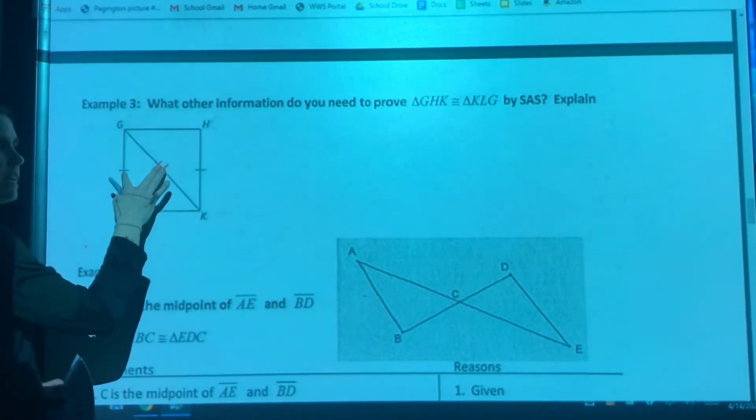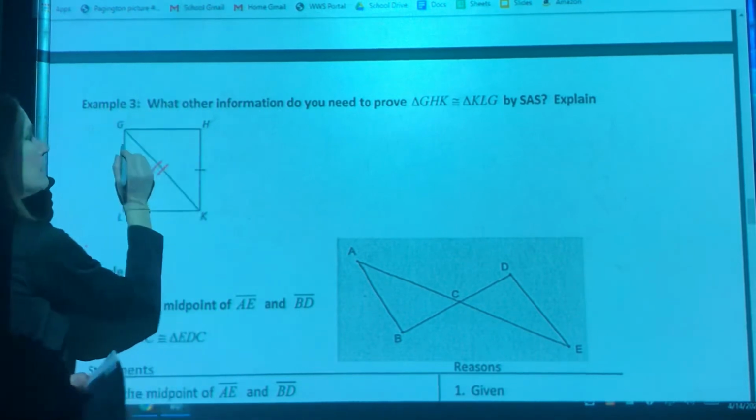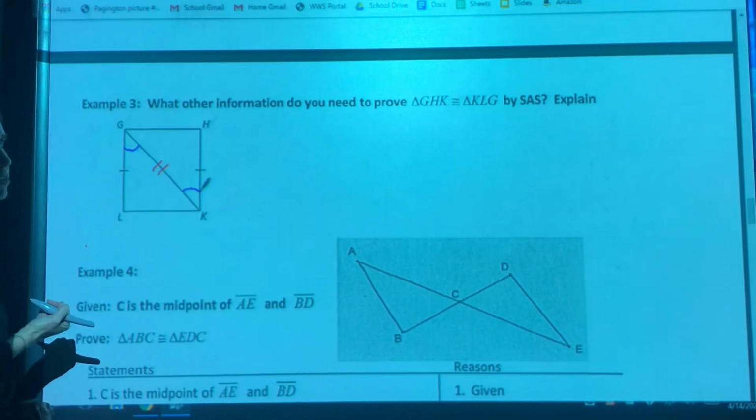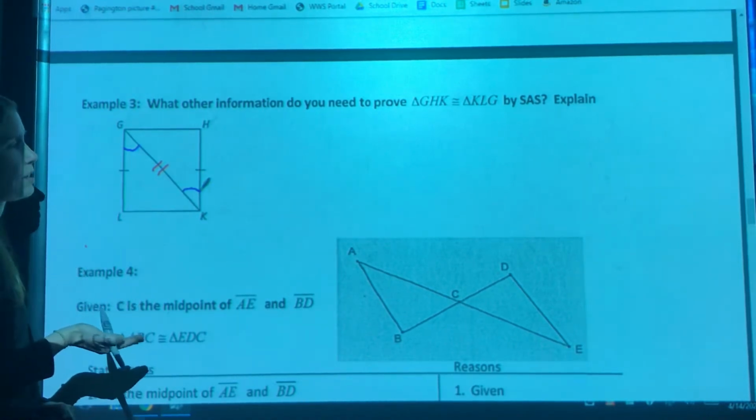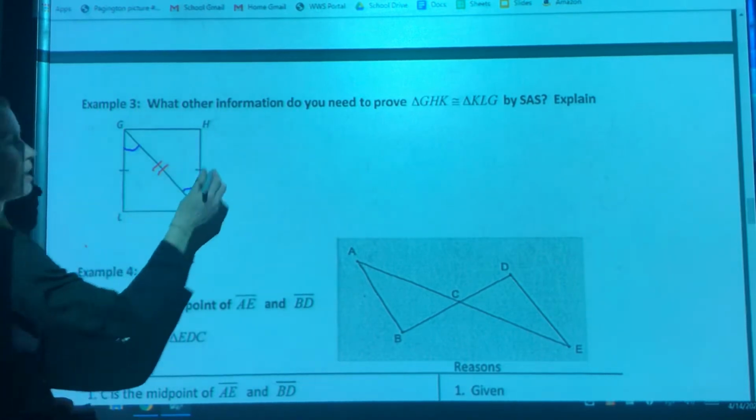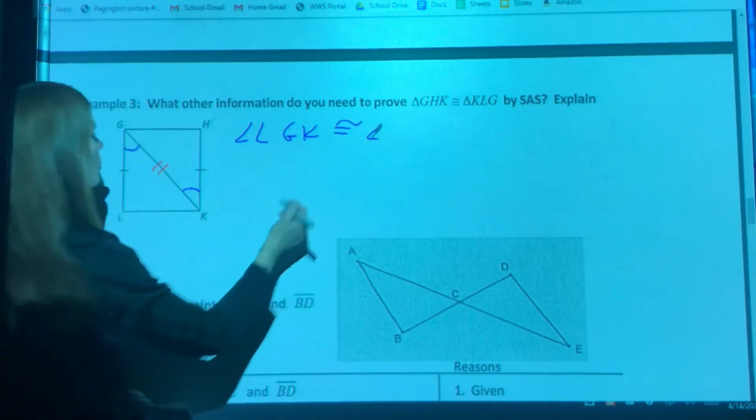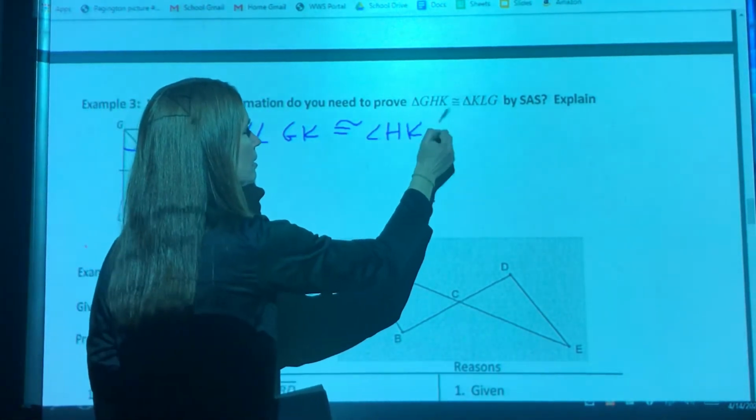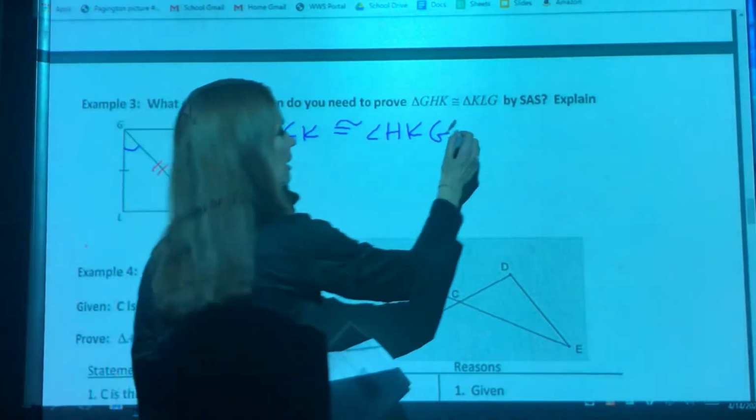And so they're asking what other information do we need to prove congruent by side angle side. Well, if I have 2 sides marked congruent to these 2 sides, it needs to be the included angle. So it has to be this angle and this angle marked congruent. That's what I would have to know to prove these 2 triangles congruent by side angle side. So now I can name those 2 angles. Angle LGK is congruent to HKG. Okay, and again, those are the included angles.